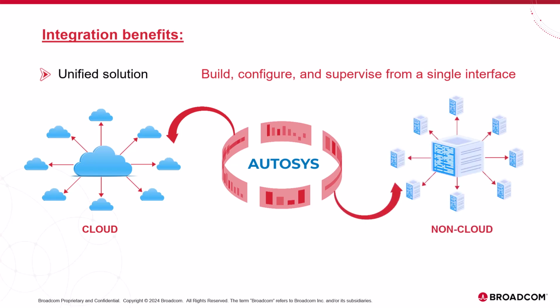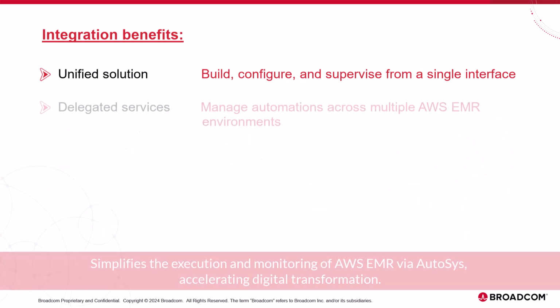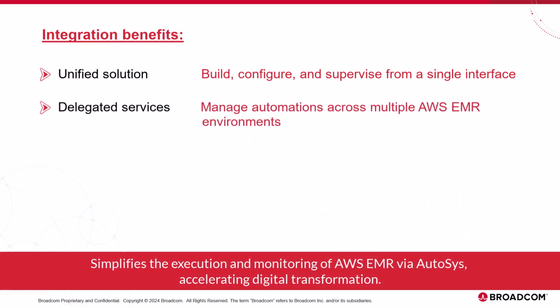Integrating AWS EMR allows us to centrally configure process automation in AutoSys. Subsequently, we can run, monitor, and supervise all processes from a single interface. These AWS EMR processes seamlessly sync with different environments supported by AutoSys, such as applications and databases. This integration allows you to effortlessly execute and monitor AWS EMR jobs through AutoSys.